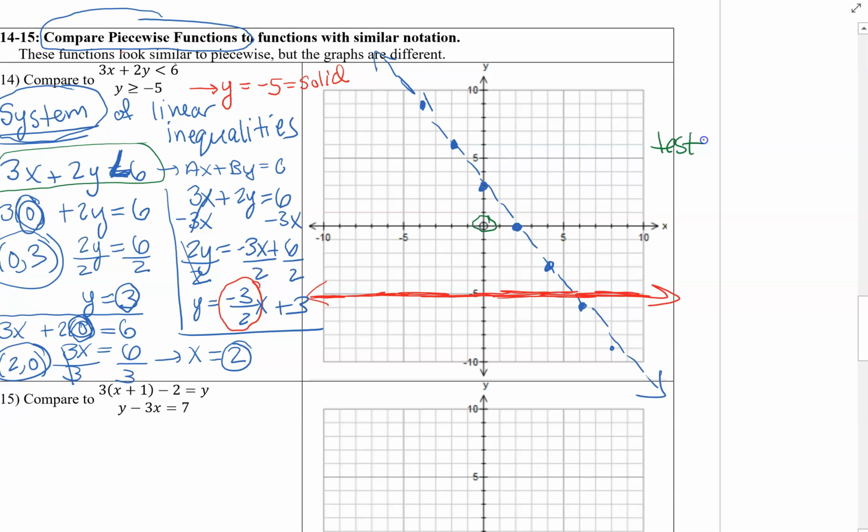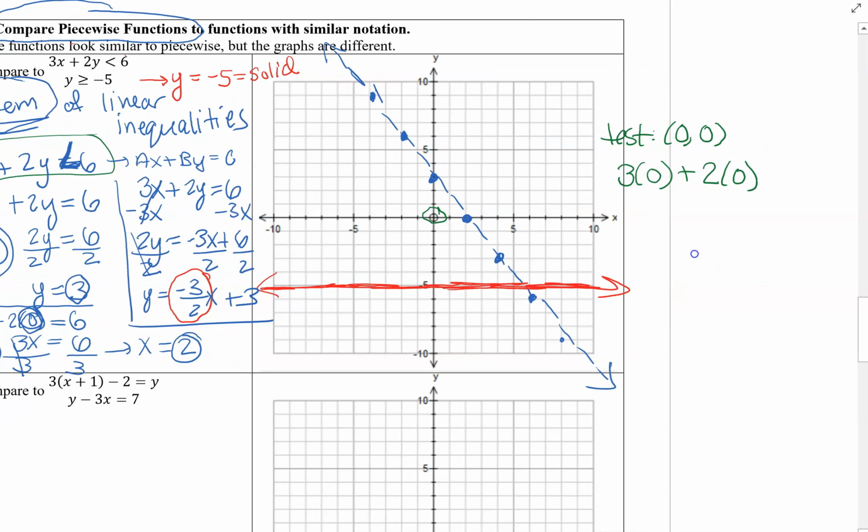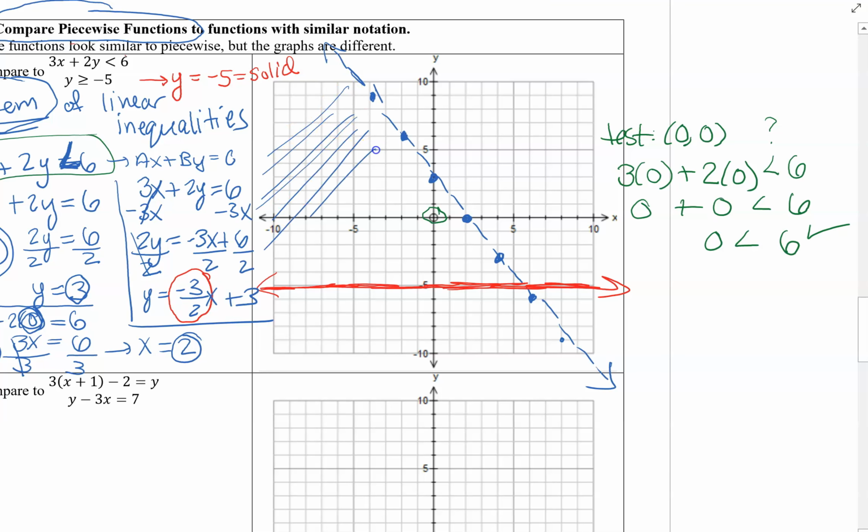So I'm testing the point 0, 0. So that means I plug in 0 for x and for y, and I check to see if it gives me a true statement. So 3 times 0 is 0, 2 times 0 is 0, and so then I get 0 is less than 6, and that is true. 0 is less than 6. So what that tells me is that this point is on the side of the line where the other solutions are. So I know that I would basically shade on this side of the line for the blue line.